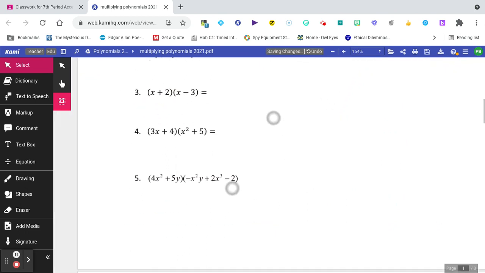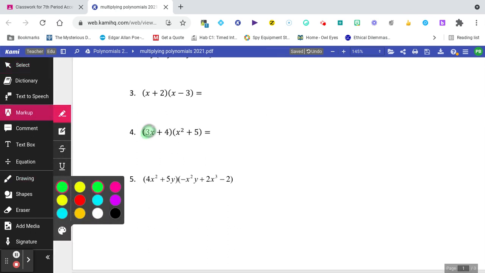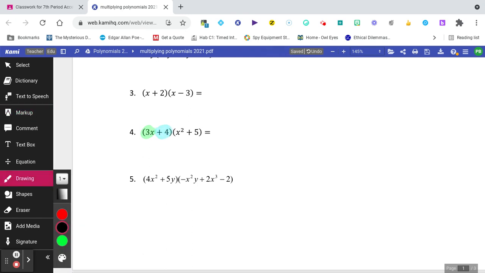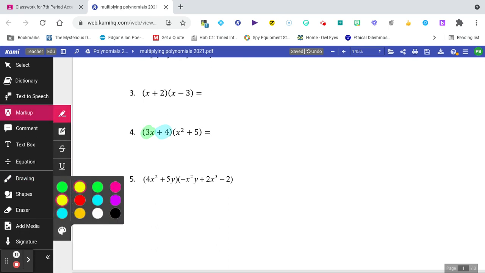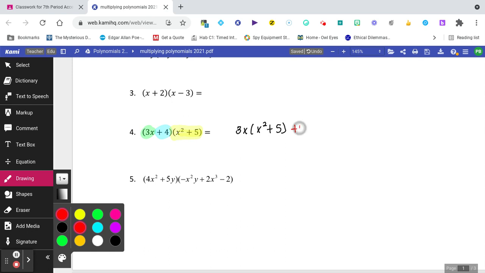All right, so to complete number 4, I am going to break this one up into 3x and positive 4. And I'm going to keep this one the same, guys. Keep the parentheses the same. I'm going to keep it together. So it's going to be 3x times x squared plus 5, and then plus 4 times x squared plus 5.